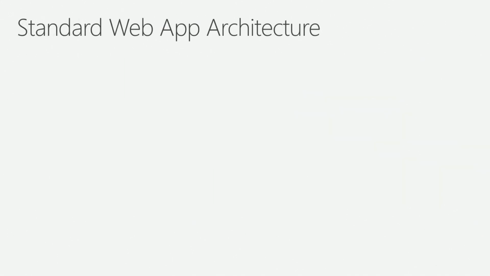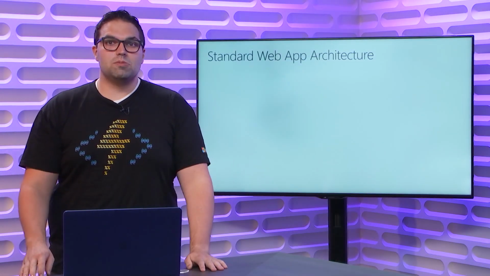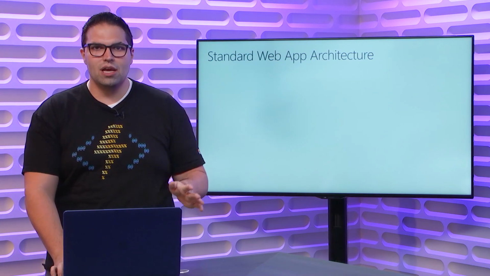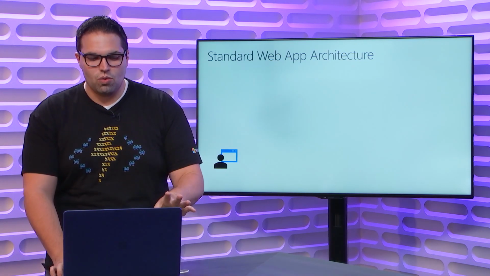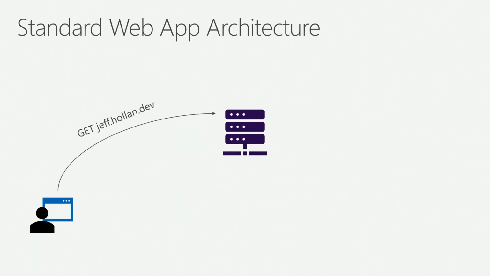So to start with, when we look at a traditional web architecture, like the kind of web app that you probably built before, often talked about as a three-tiered web application, it works a lot like this, where you have a client who's got their browser, and they make a request to some website. In this case, I've got a cool hip .dev domain. So let's say I want to call jeff.holland.dev. That's the website I want to go to.